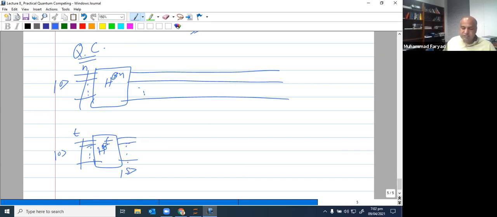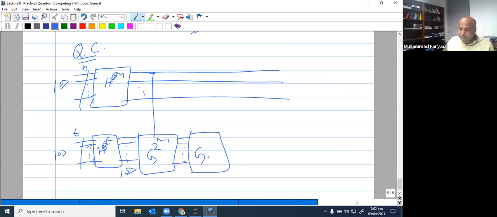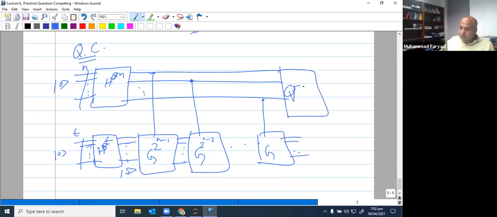And then once I have this state prepared, which is just the superposition of both eigenvectors, we can apply the Grover operator raised to power 2^(n-1) controlled by the first qubit. And then we apply the Grover operator raised to power 2^(n-2) controlled by the second qubit, all the way to a single Grover operator controlled by the last qubit. And then over here we have the inverse QFT, and after measurements we will be able to find theta.